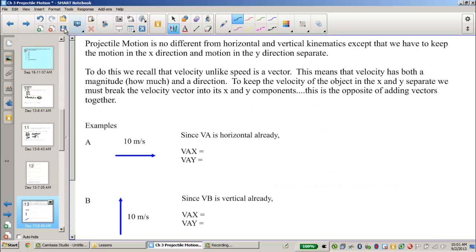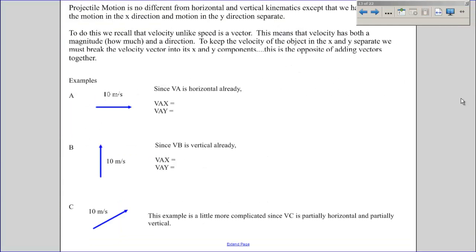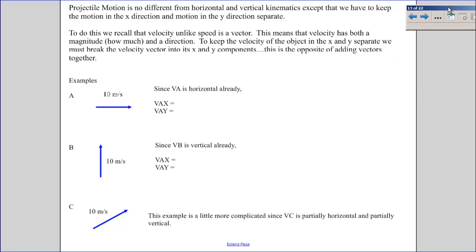The key thing in here, and I'll go back to full screen now. Hopefully I'll get my face off the screen. The key thing here is that it's all about components. So projectile motion is no different than horizontal and vertical kinematics, except we have to keep the motion, the x and the y, separate.